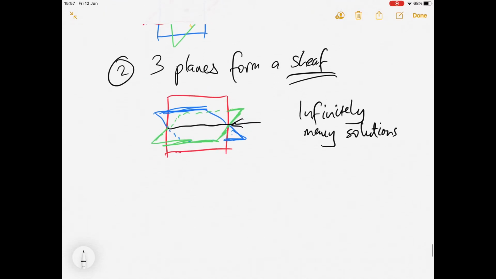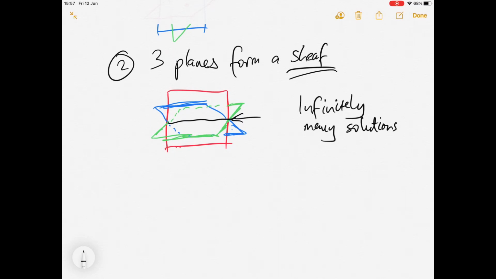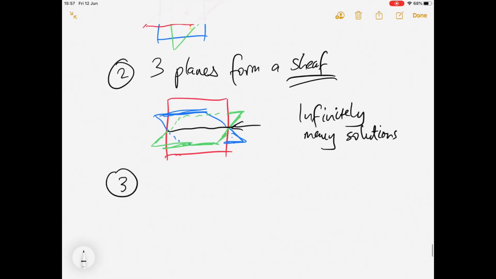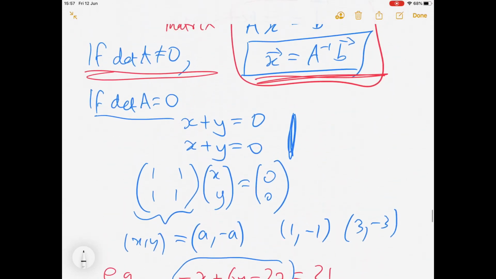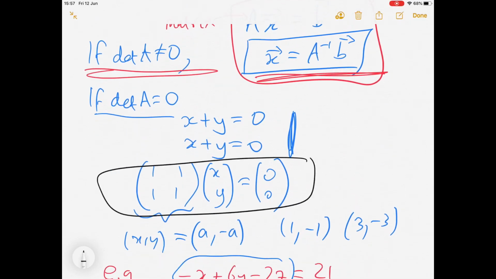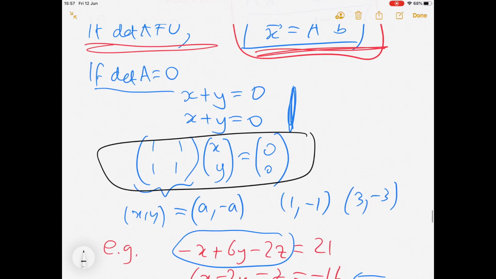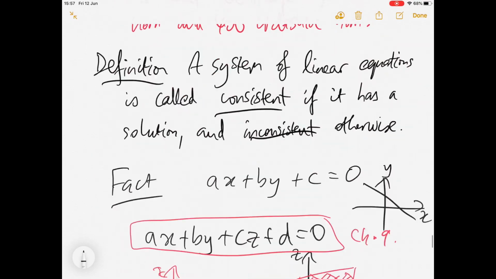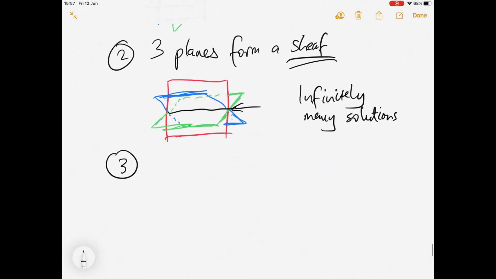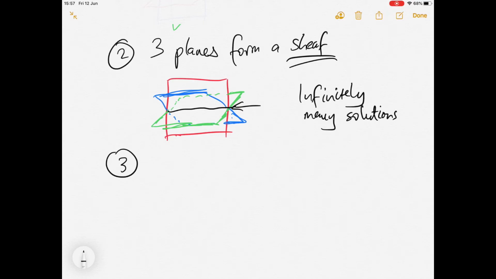And then the third consistent case is that two or more of the planes are the same plane. In fact, you could have that they're all the same. We saw that in an example, this example here, where the two equations were the same. In that case, it was only two equations, so they form the same line.